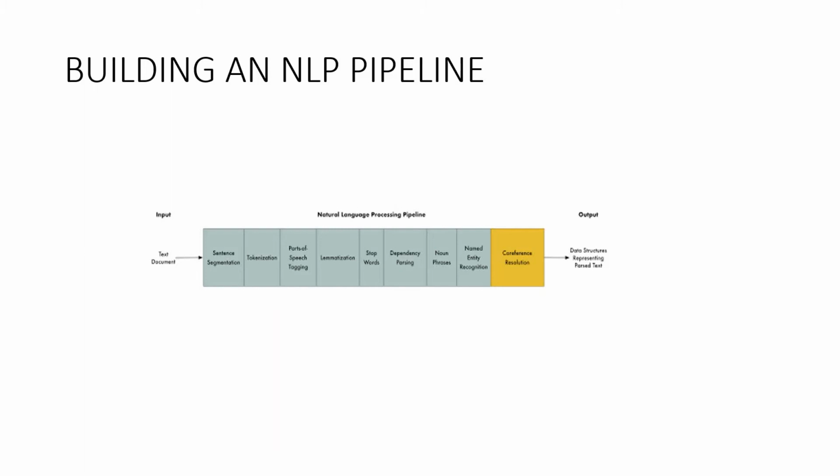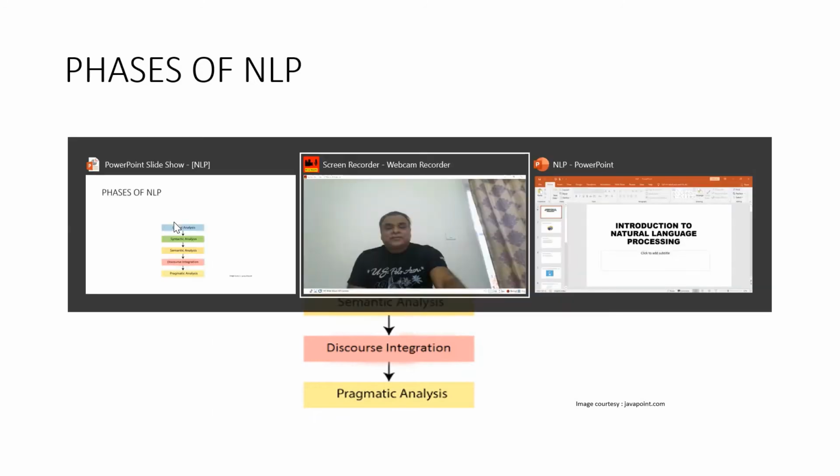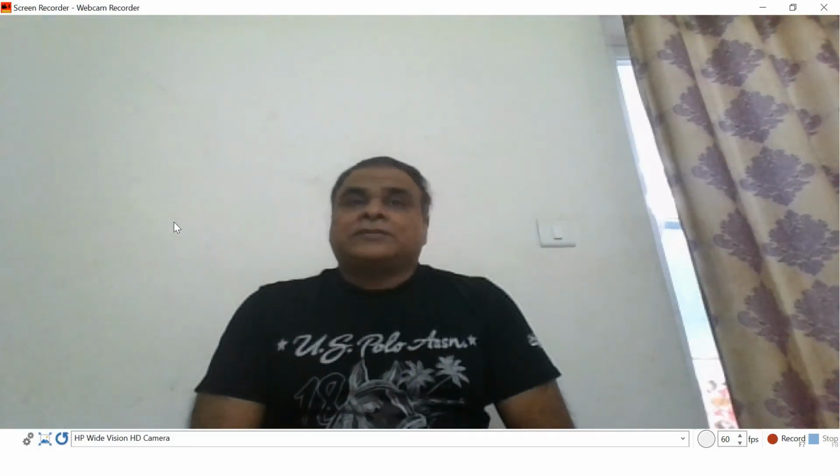NLP pipeline. Next, I am going to tell you what all the different phases of NLP are. These are the different phases: lexical analysis, syntactic analysis, semantic analysis, discourse integration, and pragmatic analysis. These are all the different steps we follow in NLP phases. So let's discuss this in detail.